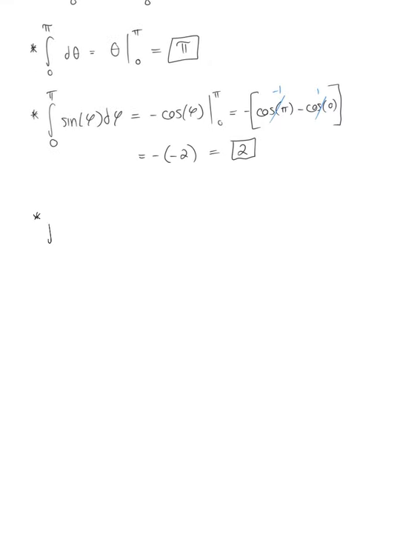We have rho, which is from 0 to 2 of the natural exponential raised to the rho times rho squared d rho. And so in order to integrate this, we're going to need to use integration by parts.